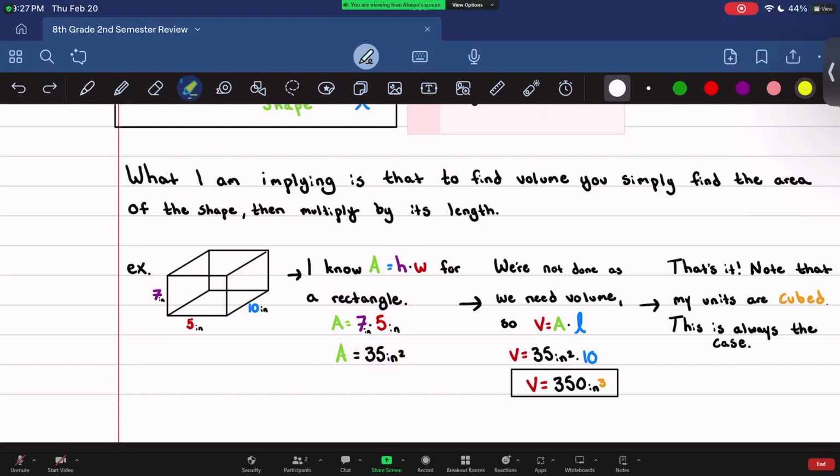But we're looking for volume. So if you look here, the volume is equal to the area times the length. The area was 35 inches squared times 10. This should be 10 inches. The volume is equal to 350 inches cubed. That's it. Like I said, note that my units are cubed. This is always the case with volume. Whatever unit you're using is cubed. It doesn't matter if you're in feet, inches, yards, whatever. It's always cubed in volume.